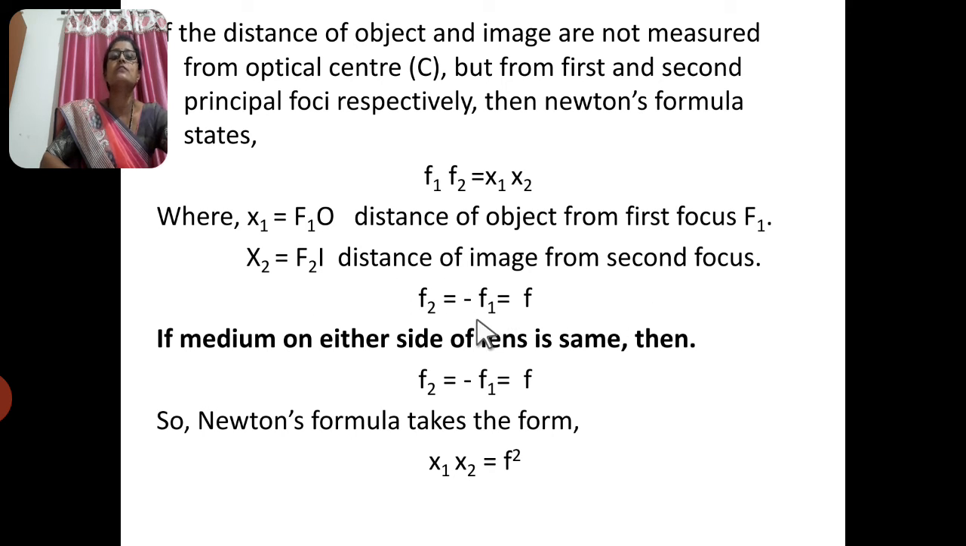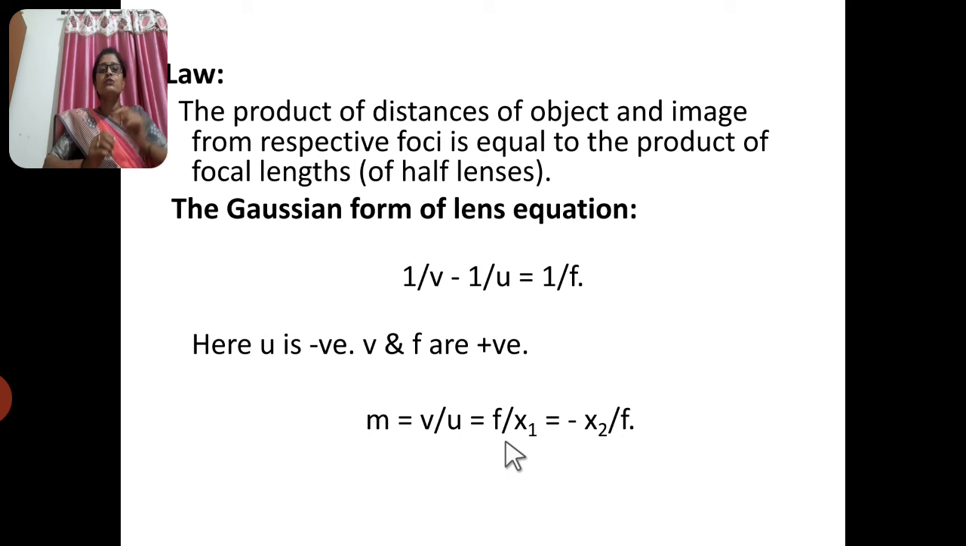Therefore, F2 is equal to minus F1 is equal to f. If the medium on either side of the lens is the same, then F2 is equal to minus F1 is equal to f. So Newton's formula takes the form x1 into x2 is equal to f square. So here x1 x2 is equal to f square is Newton's formula.